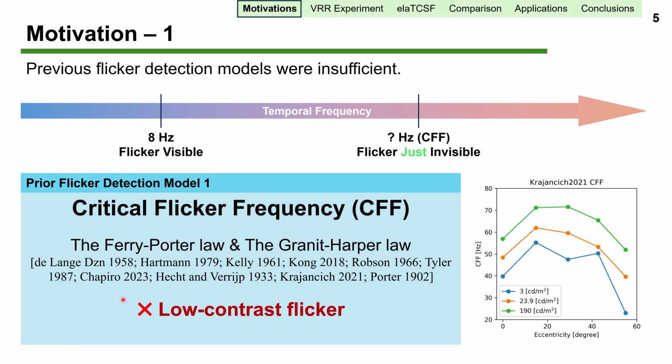Let me introduce our three key motivations. First, existing flicker detection models are insufficient for modeling the visibility of VRR flicker. For example, the critical flicker frequency, CFF, is a century-old standard that defines the frequency at which flicker appears invisible. The lower right figure here shows the human CFF values with different luminance and eccentricities. However, CFF focuses on only high contrast on-off flicker, while VRR flicker occurs at much lower contrasts.